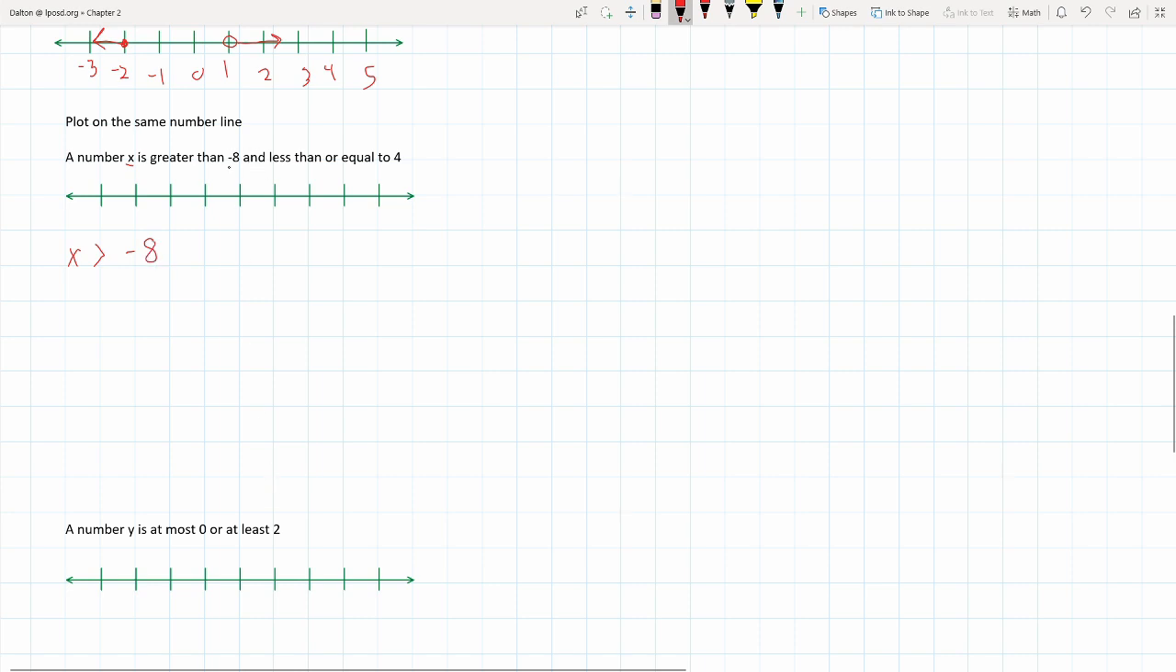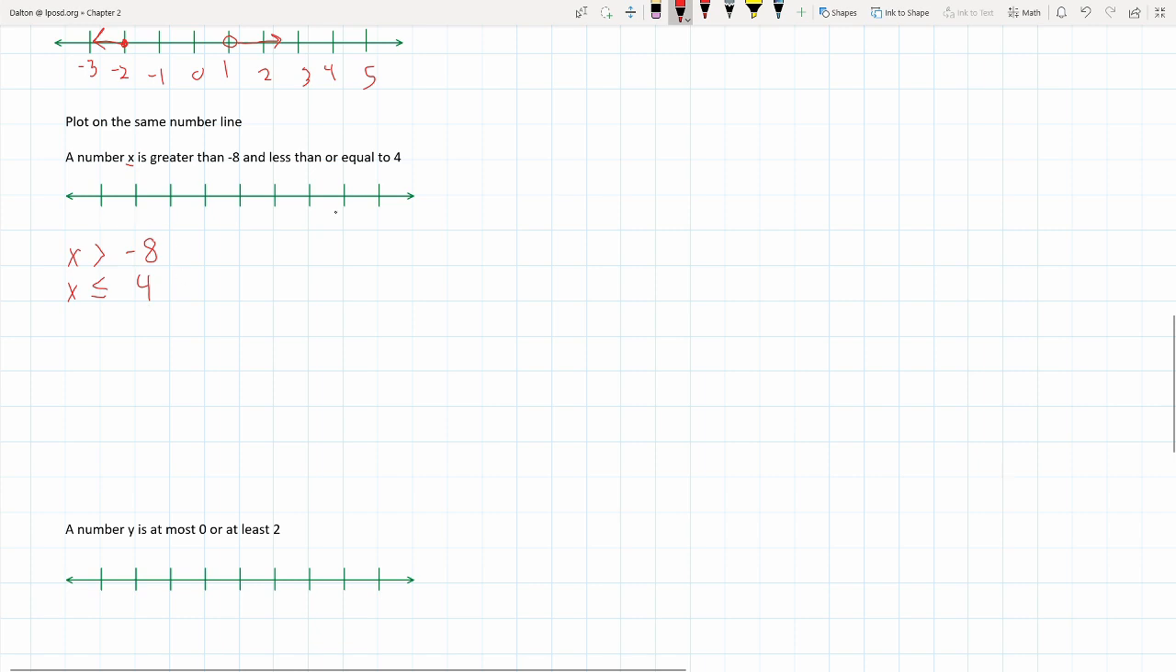This in between, so we were given a statement. So x is greater than negative 8. This tells us that we're on a new idea, but related to what we were doing before. So we're still going to do x. So x is less than or equal to 4.